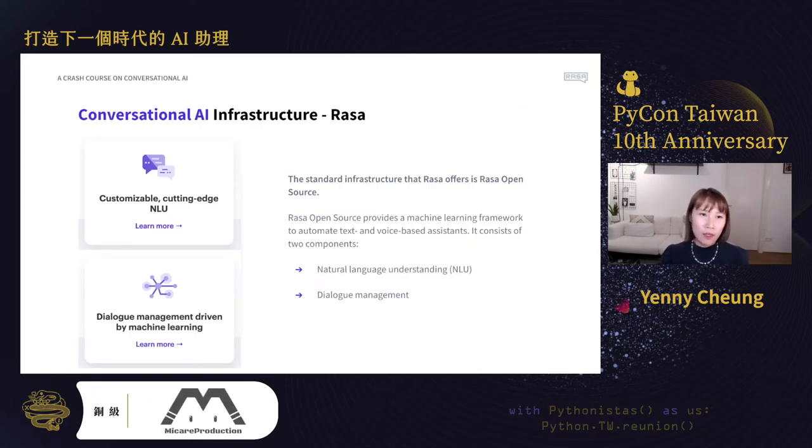Rasa has a conversational AI infrastructure product called Rasa Open Source. It contains two main components. One is the natural language understanding part, short form for NLU. And then the second part is called dialogue management. So it's a machine learning framework for you to automate text and voice-based assistants. And let's dive deeper into what each of these components means so that by the end of this session, everybody can at least take away something that's less abstract, and then you'll have a renewed understanding, hopefully, of conversational AI.